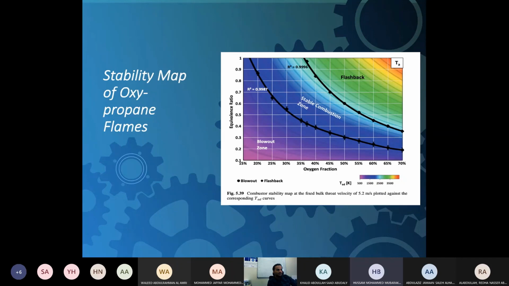There is the stability map of oxy-propane flames. The plot is drawn for investigating the relation between the flame stability and the adiabatic flame temperature. The stable region between the two curves narrows down with the increase of the oxygen fraction, and emphasizes the need for the presence of a non-reactive dilute gas, which is CO2 in our case, for stable combustion. Also, the blowout curve shows an almost constant adiabatic temperature, about 1,200 Kelvin. Next slide.